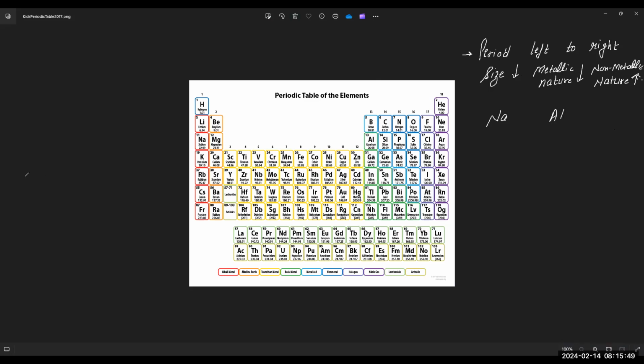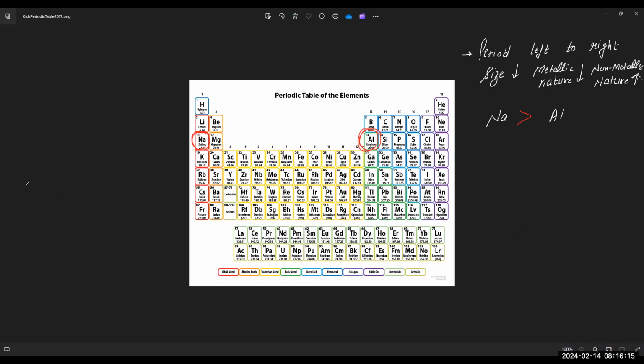Check where they are in the periodic table. You can see them here. You should be fast in searching for your element. Do not waste your time in the exam searching for elements. So start using your periodic tables. Sodium and aluminum. Which one is more metallic? Yes, sodium is more metallic. Perfect.